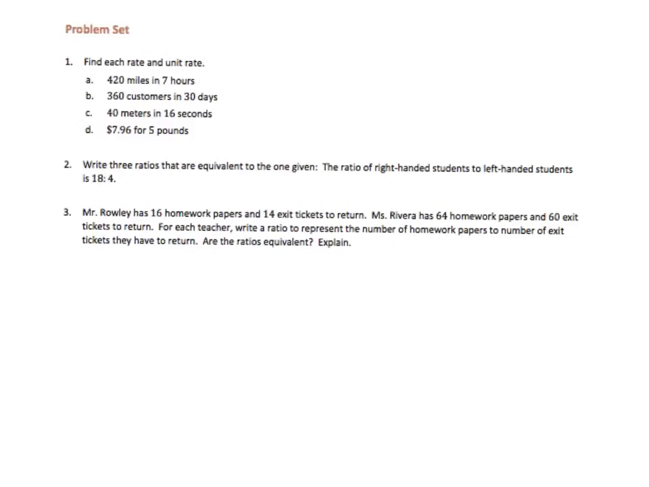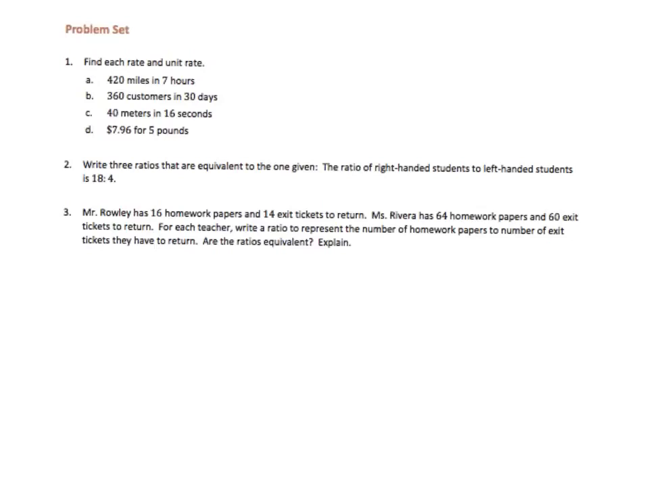So now I would like you to spend some time doing the problem set. The problem set is where you practice these concepts on your own. So the first one, you are just finding the rate and the unit rate. So remember, the unit rate is how many per one, and then the rate is the number that is the first number when it is per one. Then you're going to write three ratios that are equivalent to this. So this is the number of right-handed students compared to left-handed students. What are three ratios that are equivalent to this one?